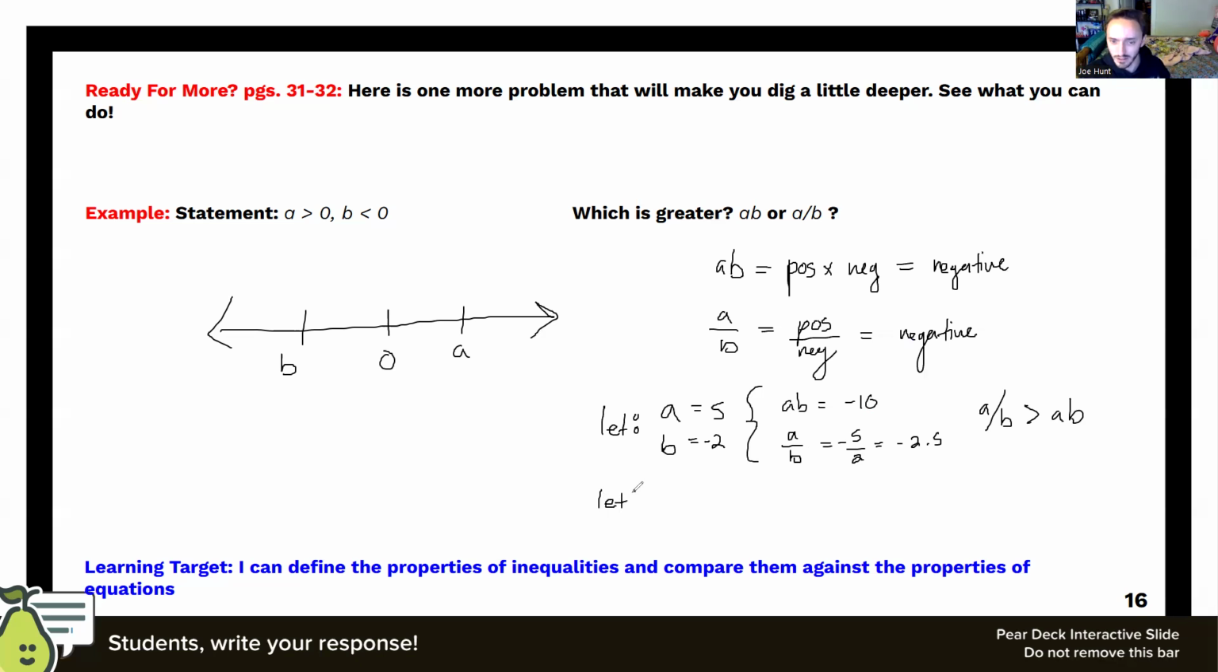Let's try a different case, though, where we say A is equal to 1 and B is negative 4, and see what happens. I'm just testing some random choices of numbers, just playing around and seeing what happens. From here, if I choose these as my cases, then A times B, 1 times negative 4, is going to look like negative 4. If I do A divided by B, then 1 divided by negative 4 is negative a fourth, which is the same thing as negative 0.25. And in that case, A divided by B is still greater than AB.